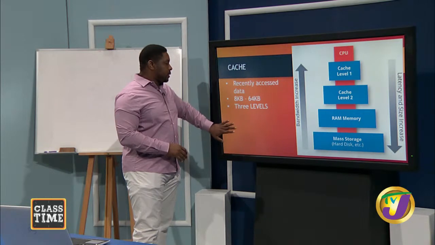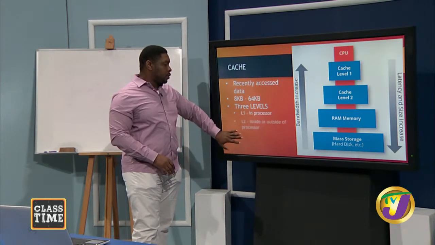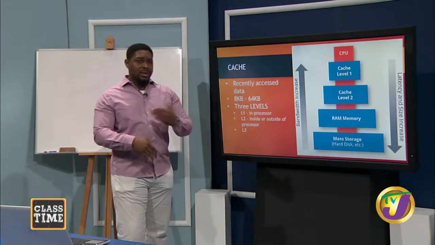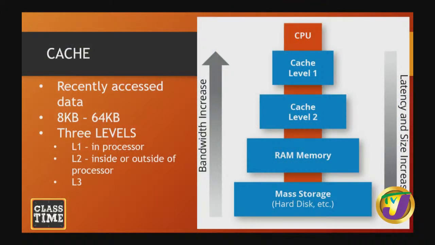And then we have 3 levels. Level 1, Level 2, and Level 3, which we looked at in some detail last week when we looked at specifications. And your Level 1 tends to always be on your processor. So again, your processor doesn't only contain the control unit and ALU. There are other things inside your processor, and cache is one of them. And then you have Level 2 and Level 3. Level 3 is always outside your processor.